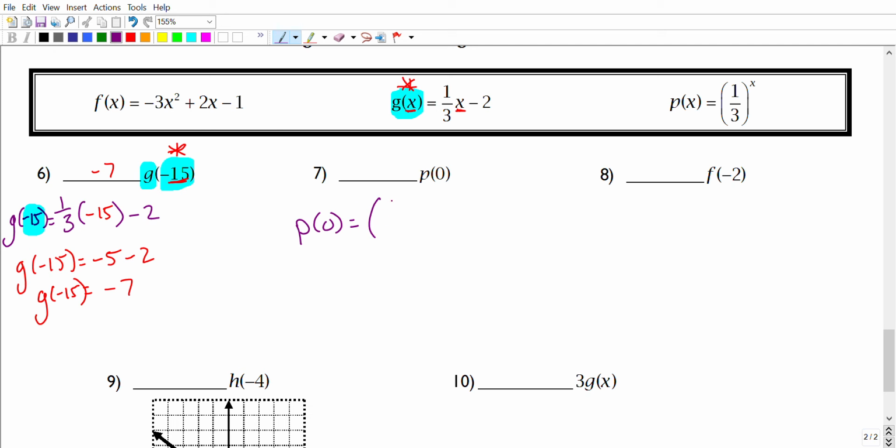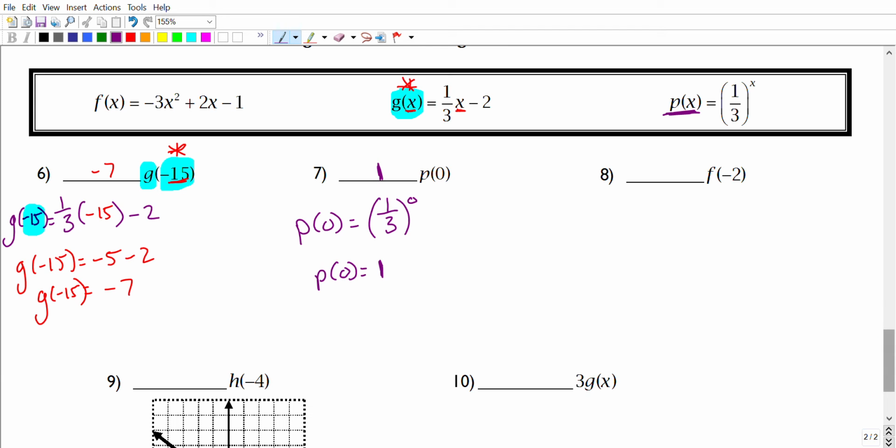So we use our function p, which is right up here. We do 1 raised to the x. Now instead of an x, I'm going to put a 0. And as you will find out if you plug into your calculators, maybe you already remember this from a previous class, anything raised to the power of 0 is 1. The answer here is 1.